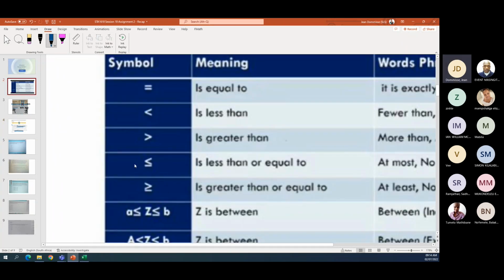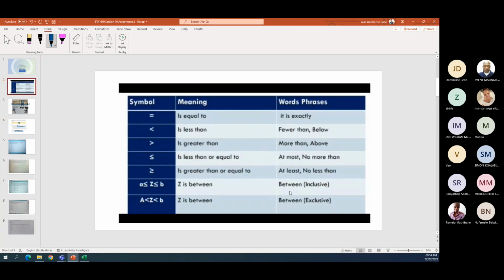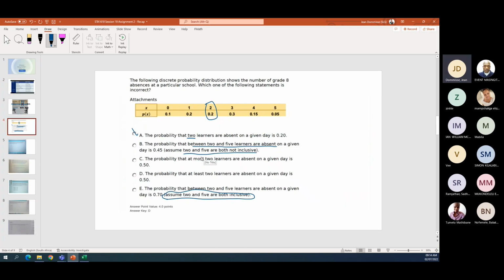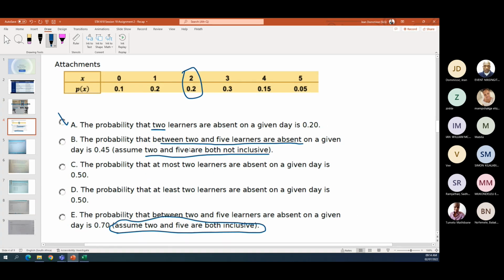Okay, so let's just go to this one. Not inclusive is exclusive, so we're not including those 2 numbers. So they say to us here, not inclusive, so it's exclusive, so we're not including 2 and 5. So we're only looking at 3 and 4.